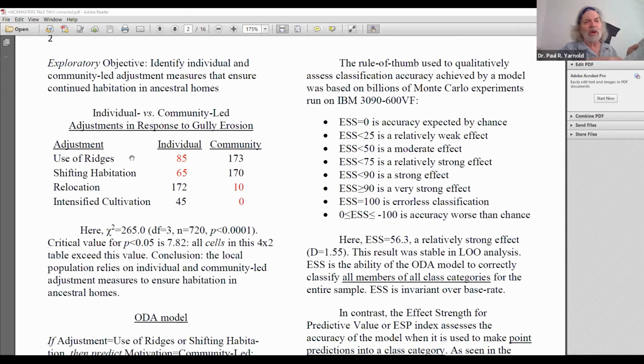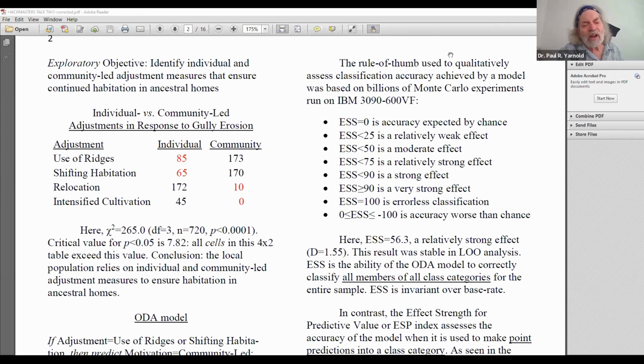Yes. So you can see here, individual versus community-led adjustments in response. So the adjustment was use of ridges, shifting habitation, relocation, that means moving, and their house, and intensified cultivation, which means get as much as you can right now while you can. And so these were individual people that said what their motivation was. The red is going to be incorrectly classified. I'll explain that a little bit later.